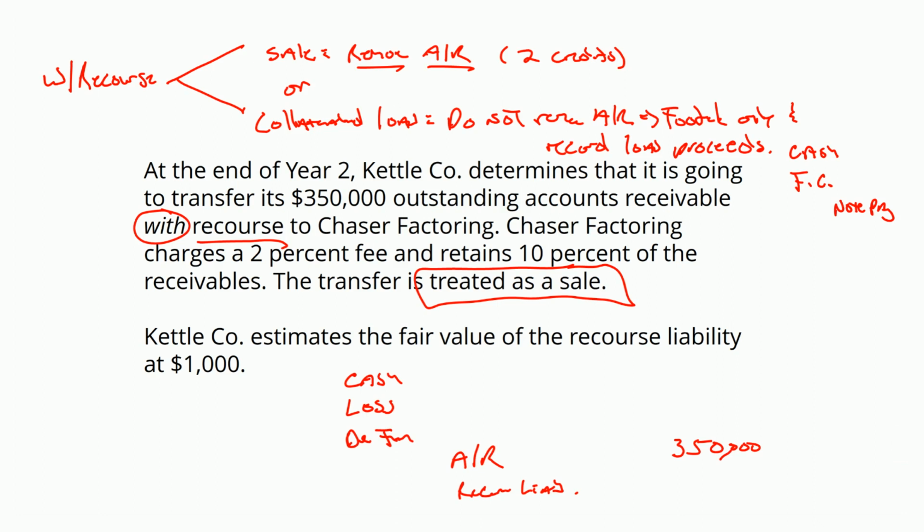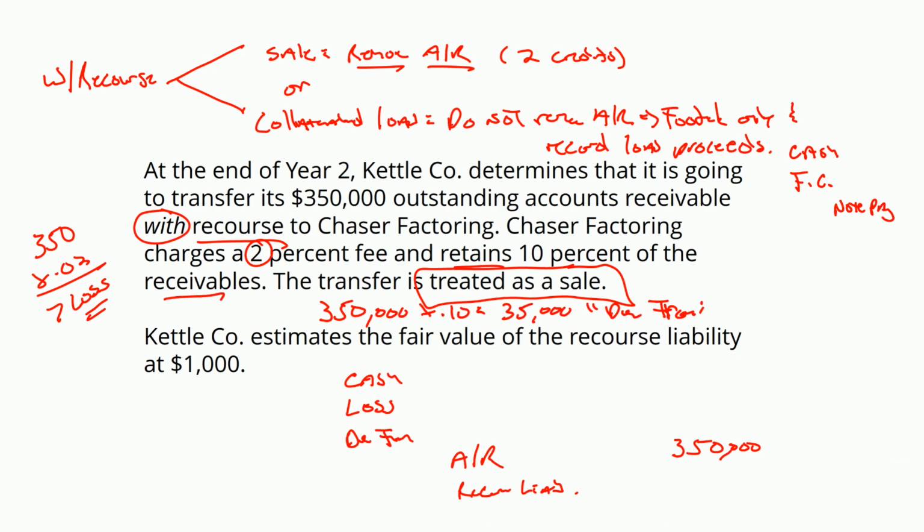Okay, the factor charges a 2% fee. That's going to be a loss. So $350,000 times 2%, $7,000. That's part of our loss. Okay, they're retaining 10% of the receivables. $350,000 times 10%, $35,000. That's going to be our due from. We might get that later on. So due from, we have one piece of the puzzle, another piece, $35,000.